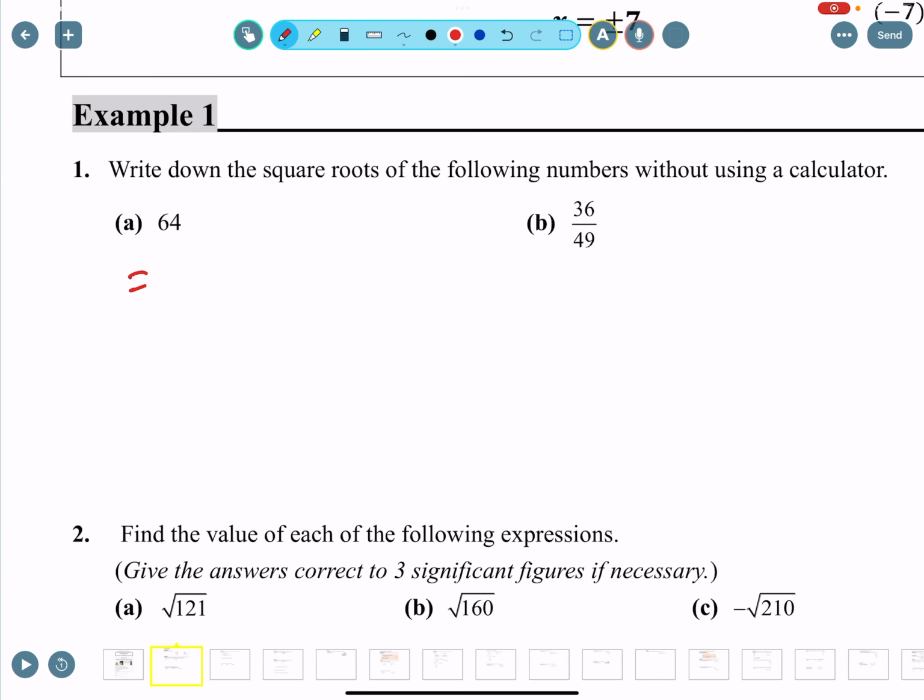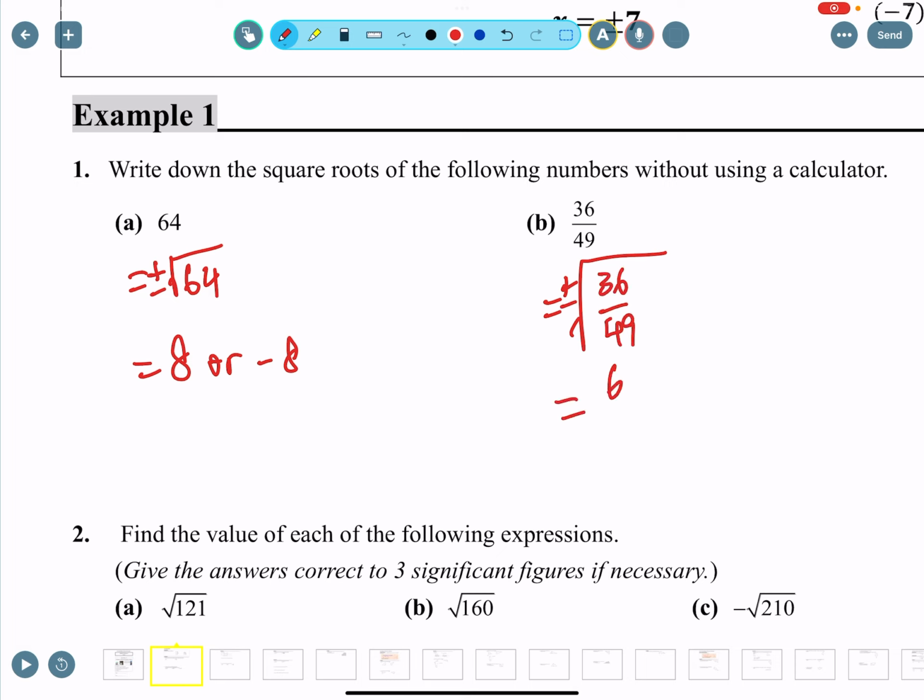So the first question here is actually asking for square roots. Plus or minus 64. So you have two answers, 8 or negative 8. We're not sure what's the real number. And then over here, square root plus or minus 36 over 49 equals 6 over 7 or negative 6 over 7, plus or minus, right?